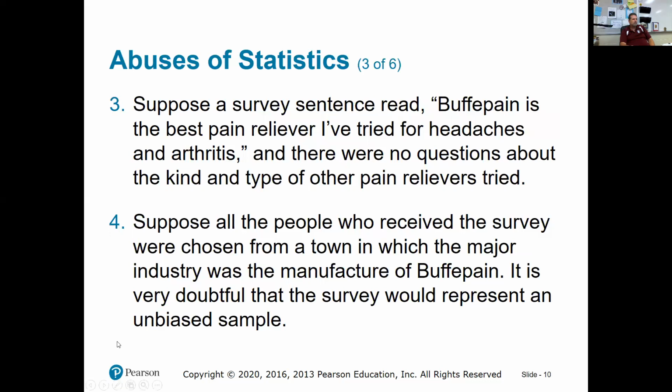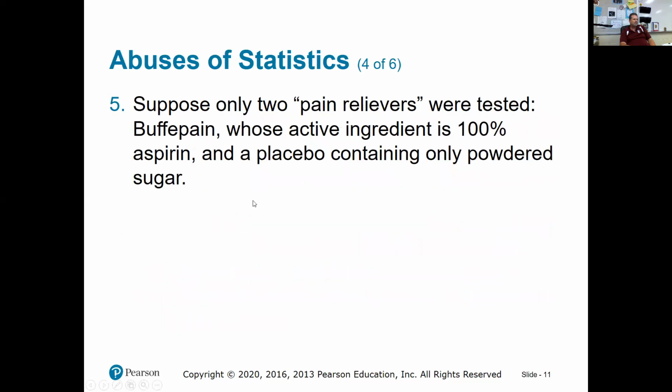Again, abuse. Suppose all the people who received the survey were chosen from a town in which the major industry is this company. What is your answer going to be for who has the best pain reliever? Well, they all work there, or know somebody that works there, or it's a relative of somebody that works there. You're going to get a very biased answer. Okay, you want your questions to be unbiased.